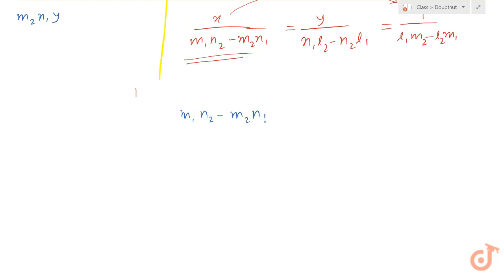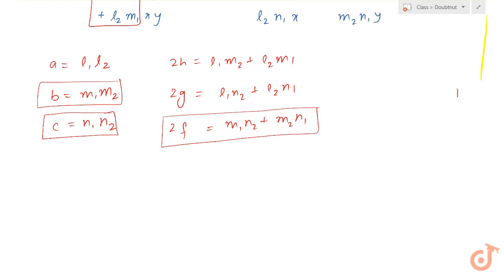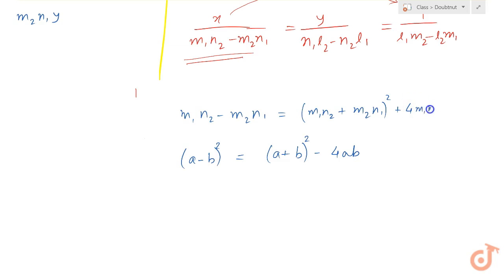M1 N2 minus M2 N1. Let's assume this as a minus b, right? So one of the identities we can tweak and say a minus b whole square is nothing but a plus b whole square minus 4ab. So in this case that can be written as M1 N2 plus M2 N1 whole square minus 4 times, and if I multiply a and b in this case, it will be equal to M1 M2 N1 N2, and I know these values. I know the values of M1 N2 plus M2 N1 and M1 M2 N1 N2, right?